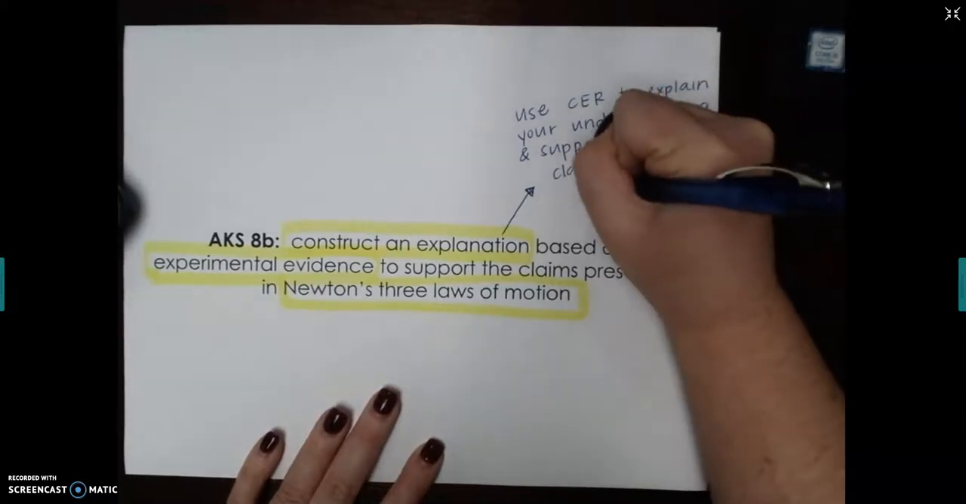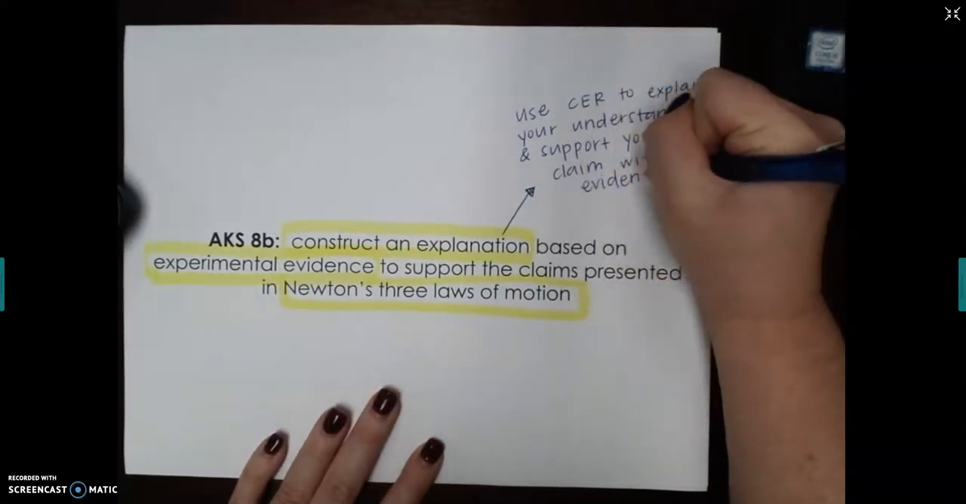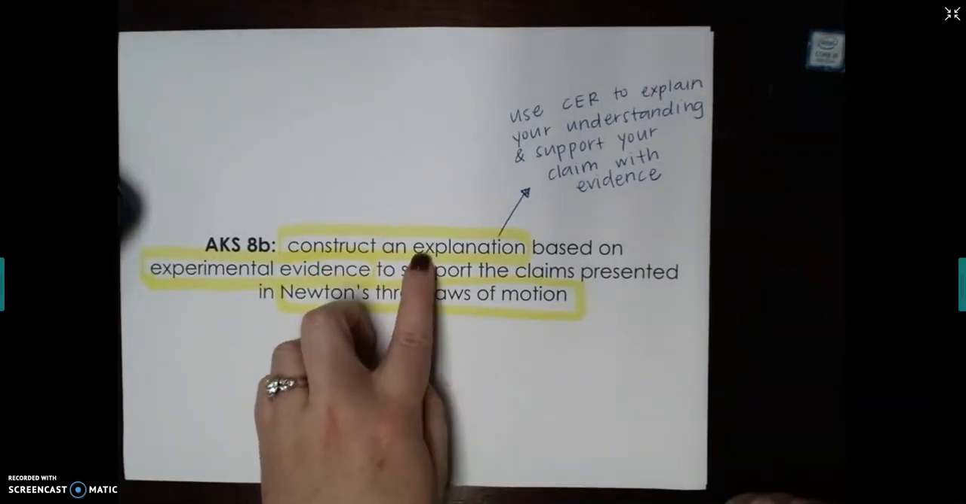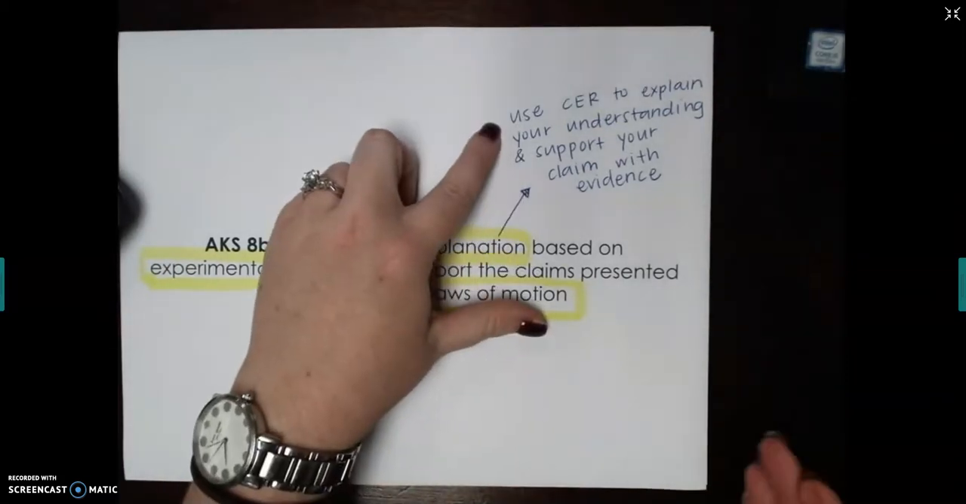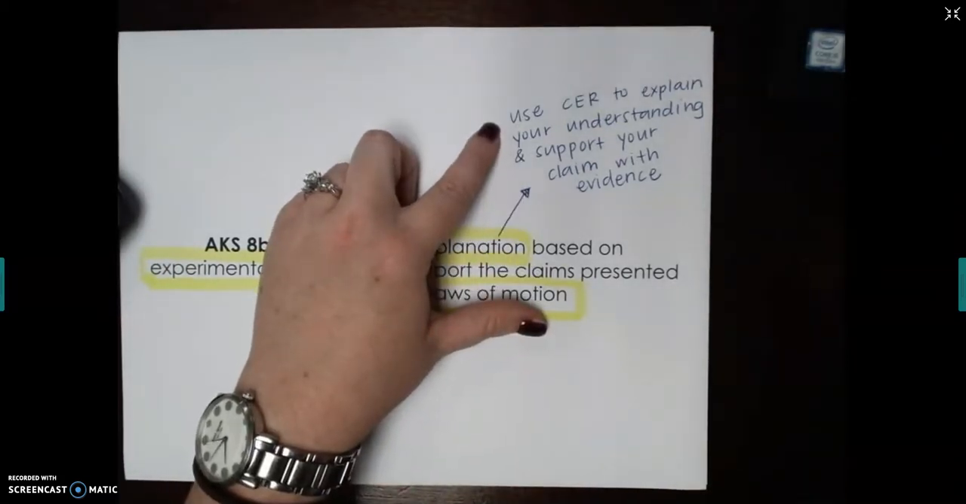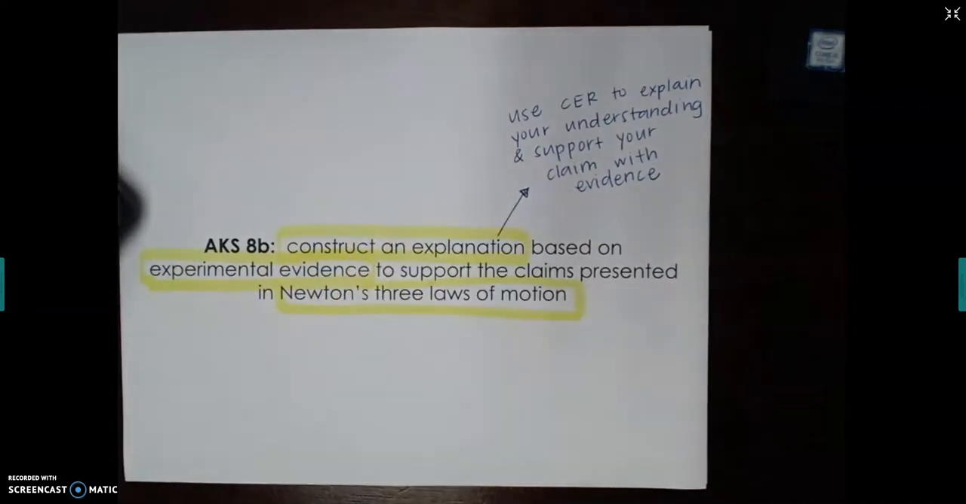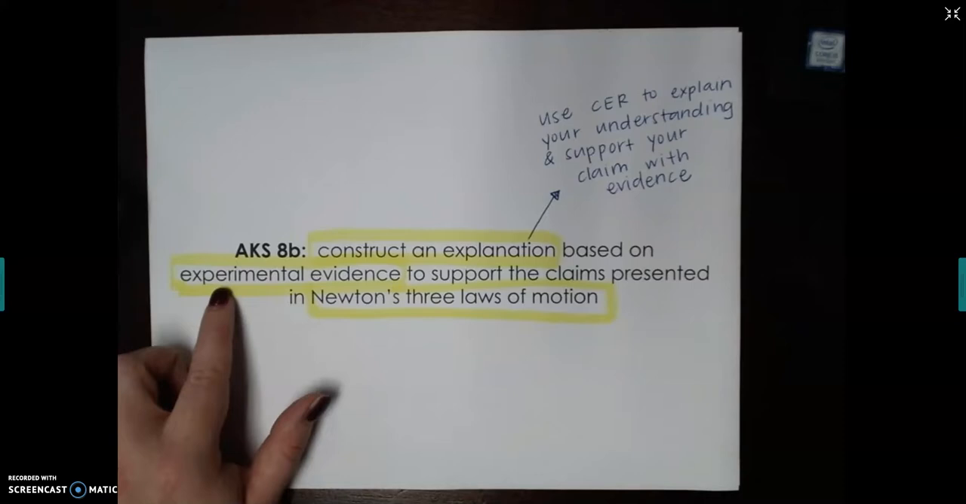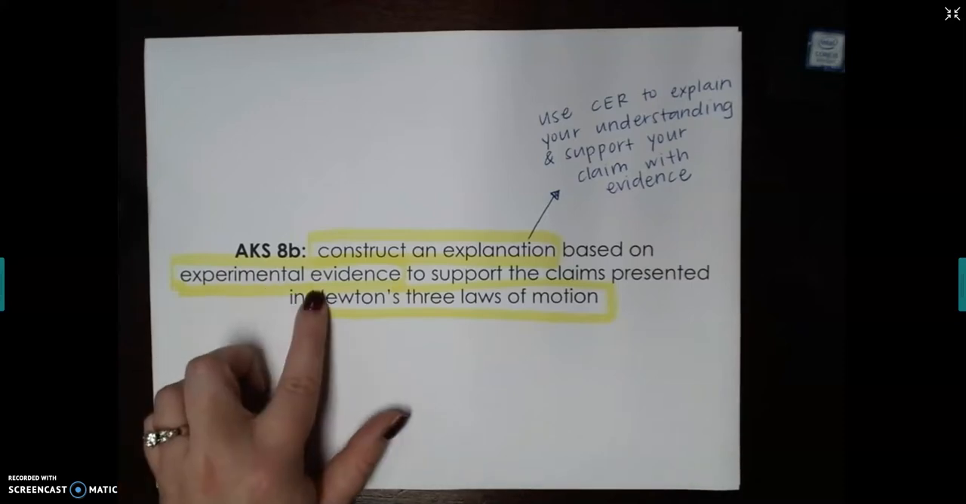This standard actually tells you the kind of evidence that they want you to use, but in order to construct that explanation, I need to be able to make a clear CER claim, evidence, reasoning statement, and be able to support that with the kind of evidence that they tell me I have to use. So let's move on to this experimental evidence.